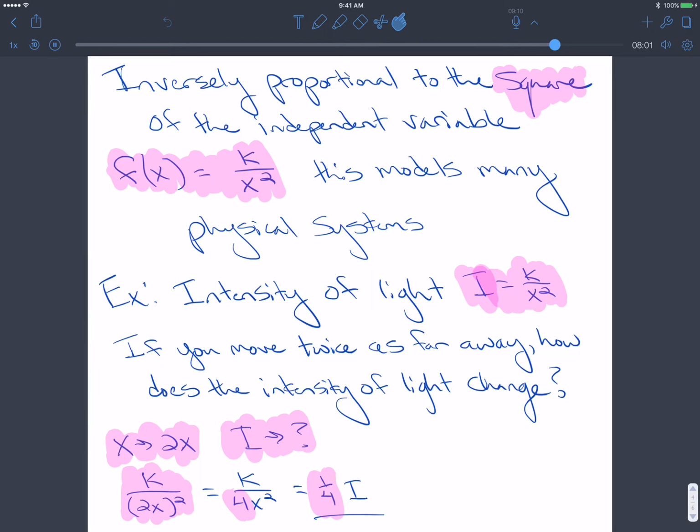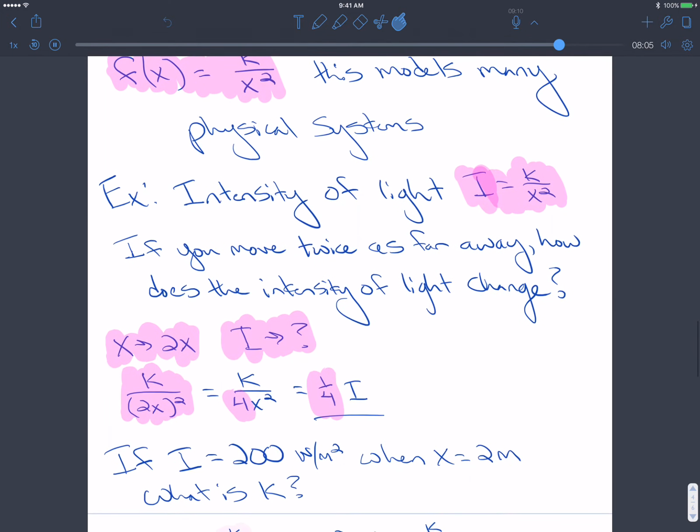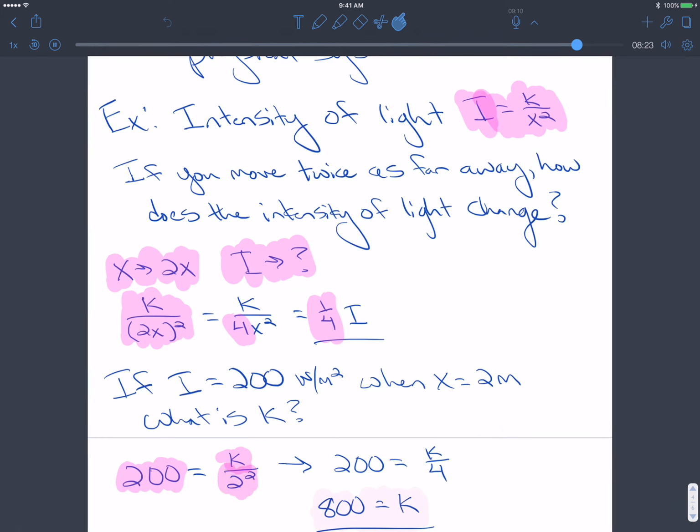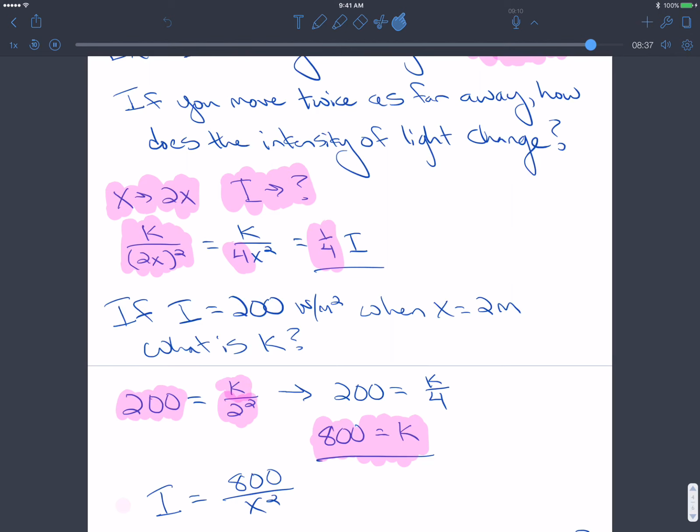We can ask additional questions like, if I know the intensity at a specific distance, then I can determine my proportionality constant. So if I is 200 watts per meter squared when x is 2 meters, then what is k? So 200 is equal to whatever that k value is divided by the distance 2 meters squared. So 200 is equal to k over 4. Multiply both sides by 4 to get 800 is equal to k. Now we have the constant, so we have the actual model for the light intensity. So I is then 800 over x squared.